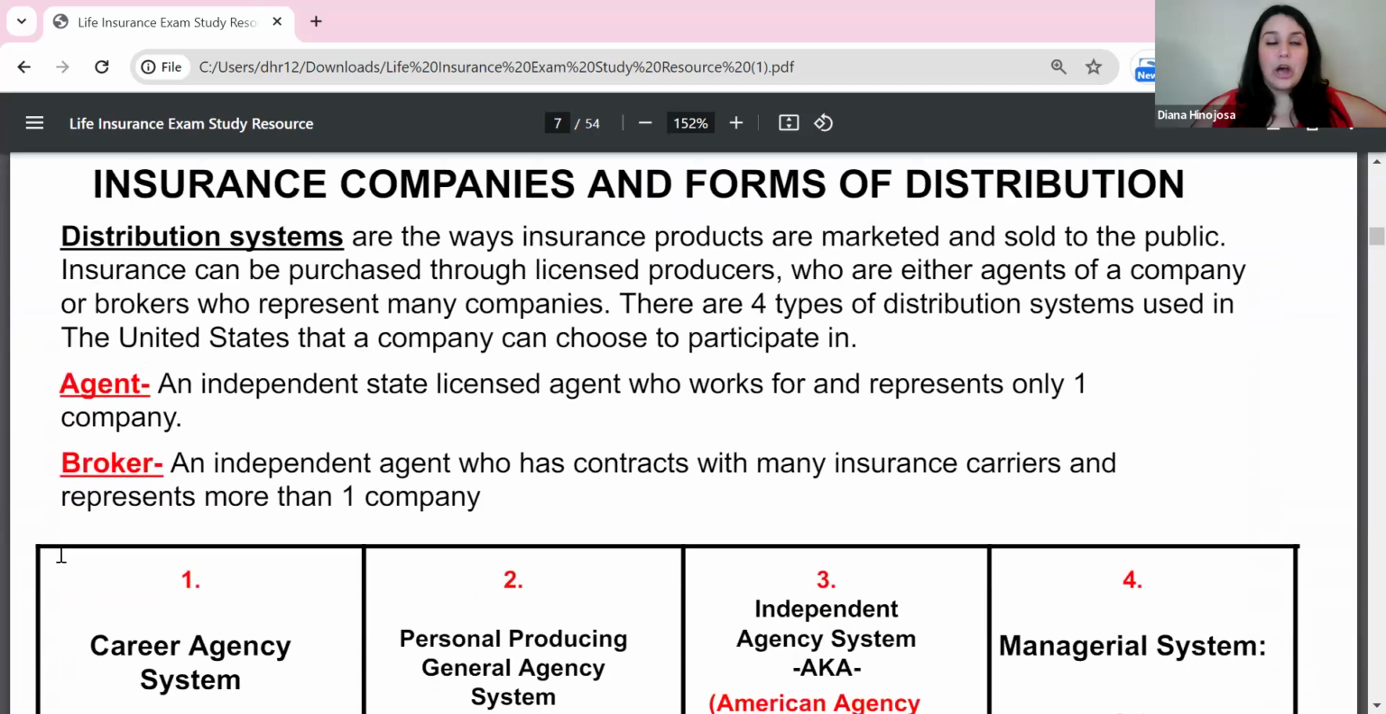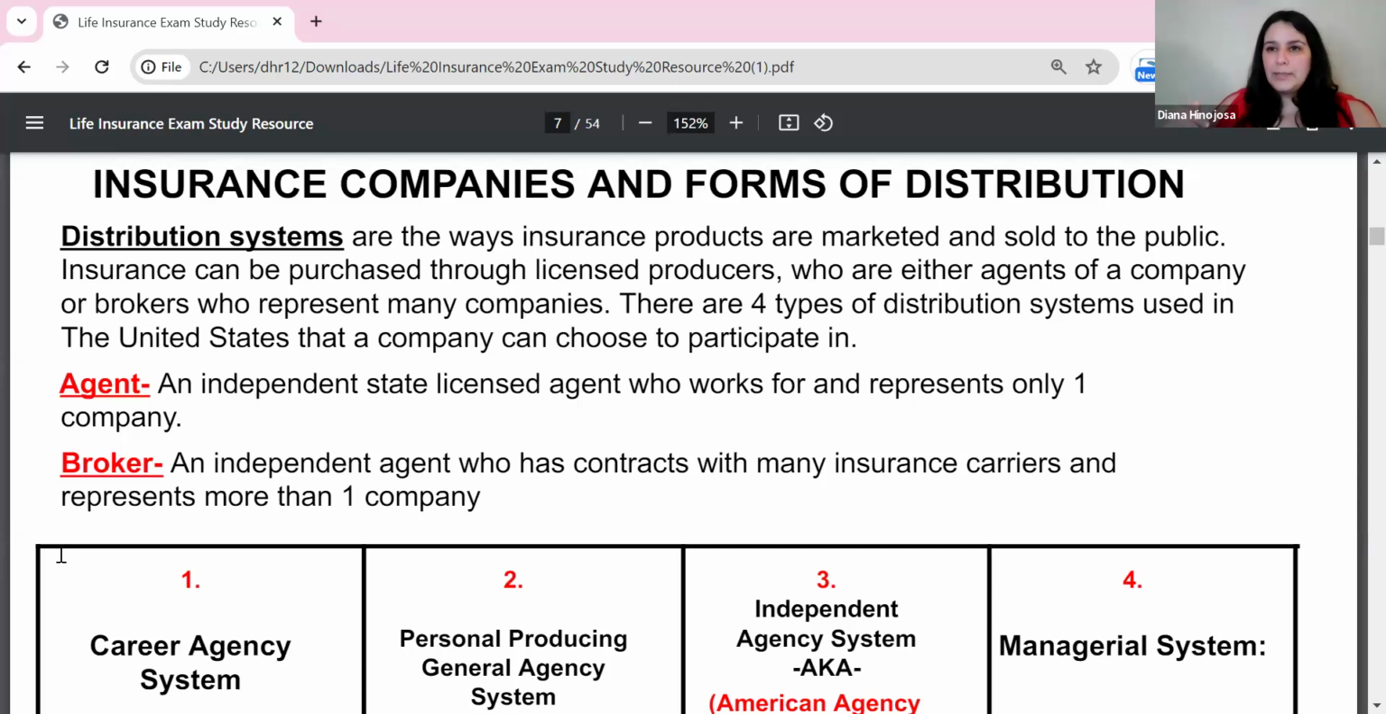All right, now we're going to talk about the distribution systems, y'all. Our distribution systems, like the name says, is how a company chooses to distribute their products to the public. So how do they sell their products to the public?